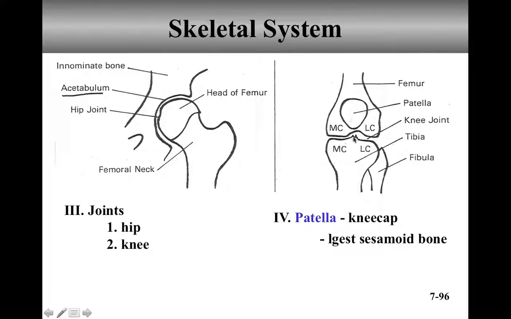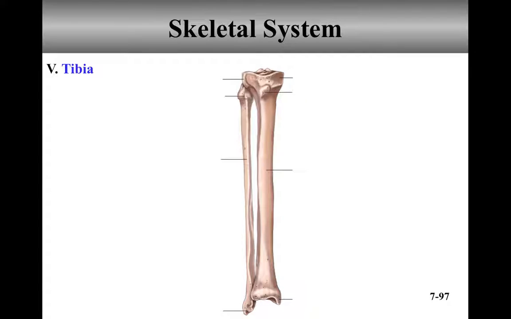Patella, if you're asked the anatomical name for a kneecap, it's called a patella, and it is our largest sesamoid bone, or the largest bone that is completely embedded in tendon, really, in cartilage. So let's stop there. We'll come back next time and do a tibia and a fibula.